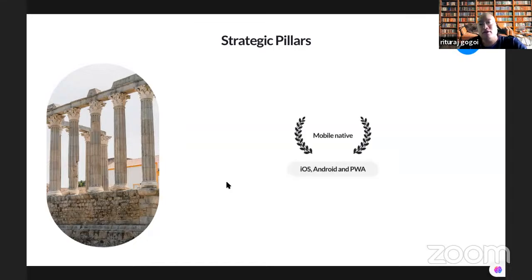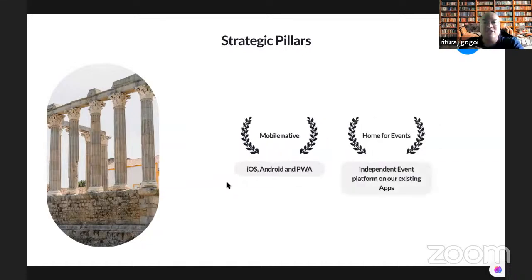So, like I said, based on the data that we were able to analyze, the research that we have done, and the insights that we identified, the first strategic pillar, of course, was that we were going to be mobile native or mobile first. When it comes to mobile, we were going to target all three platforms, which is iOS, Android, and MWeb. So we were going to build an events platform that targets all three platforms. Okay. The second strategic pillar was that we will have an independent or a separate events homepage.